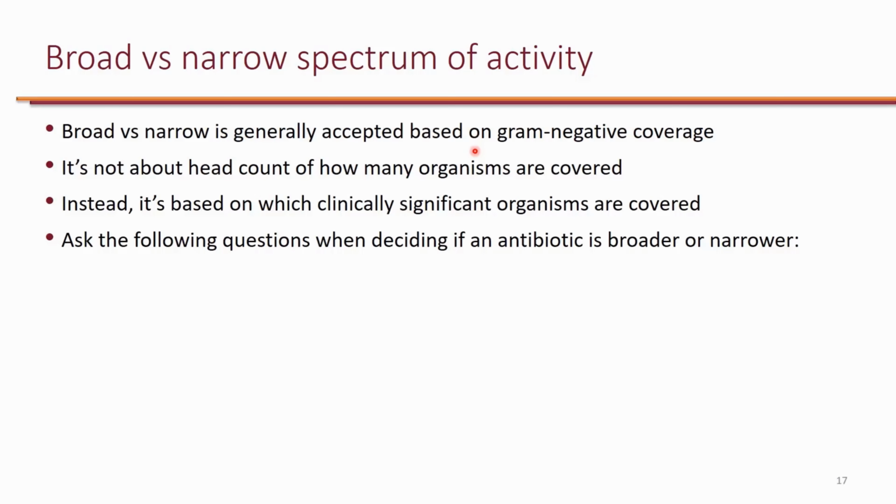It's not so much about a head count, so it's not about how many organisms an antibiotic covers. It's more about which organisms it covers. So it's about clinically significant organisms. In order to understand if a drug is broad or narrow, you should ask yourself the following question: does it cover carbapenem-resistant Enterobacteriaceae?